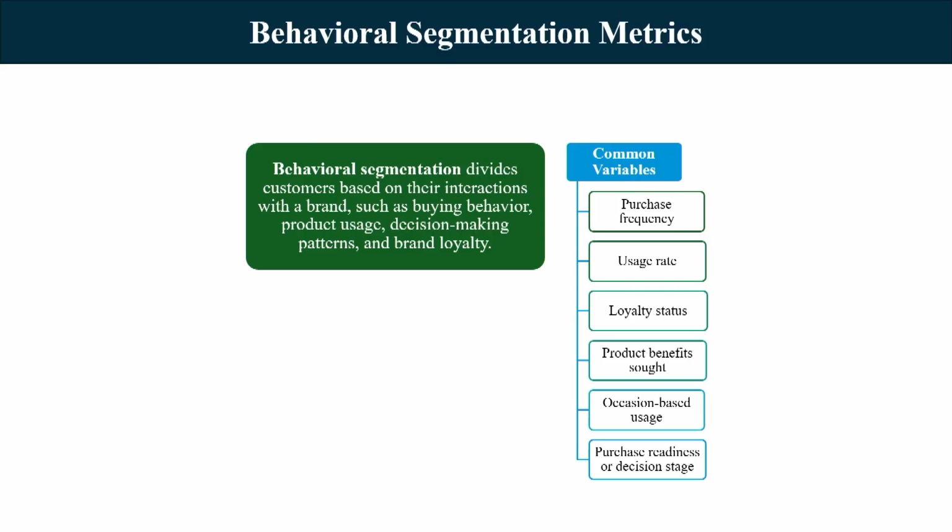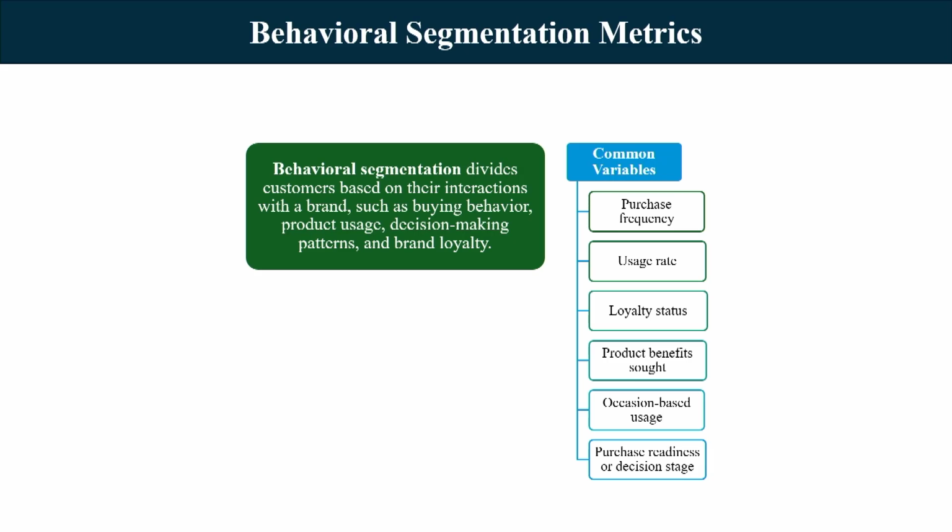Then next comes the product benefit sought. What are the benefits that you are trying to derive from the product? Are you looking for value for money, or are you looking for performance? Are you a price sensitive customer, or are you a quality conscious customer? Based on this, I can have a different product for people who are looking for value for money, and a different kind of product for people who are looking for performance and comfort. So, depending on that we can divide the customers.